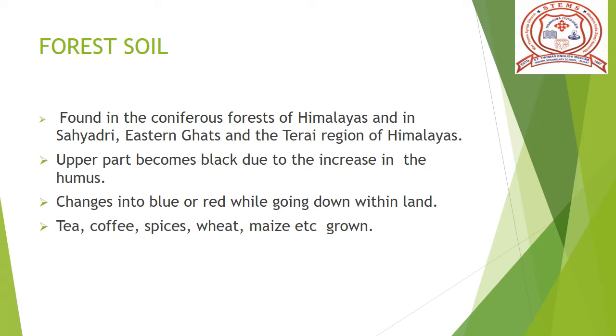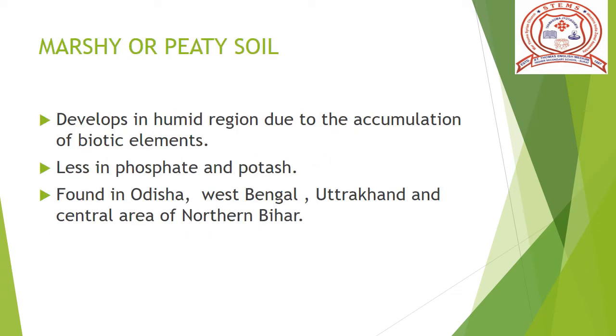Forest soil is found in areas where the altitude is between 3000 to 3100 meters, and it is found in Sahyadri, Eastern Ghats and Terai regions of Himalayas. The upper part becomes black due to the increase in the humus, and changes into blue or red while going down within the land. Tea, coffee, spices, wheat, maize, etc. are grown.